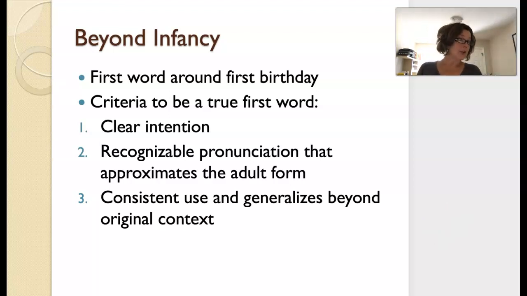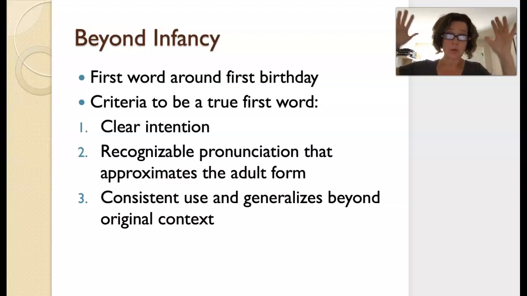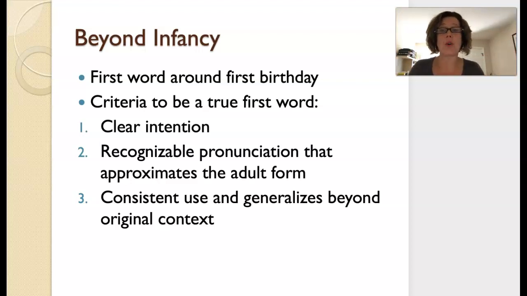So we're going to jump into beyond infancy now. So we're looking at their first word, usually around their first birthday. And again, kids develop at different stages. Some kids will be talking in terms and words that other adults can understand when they're 8 months old, and some will wait till they're 2. It's a huge range, but generally, first word is around the first birthday.